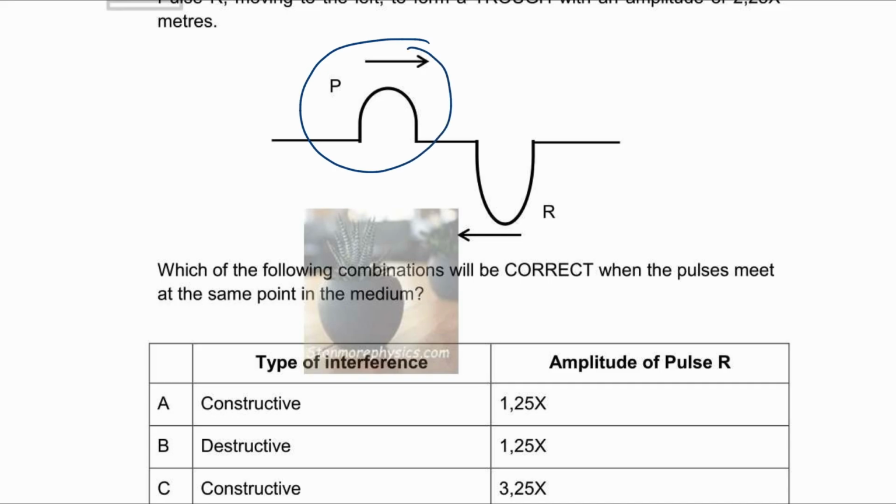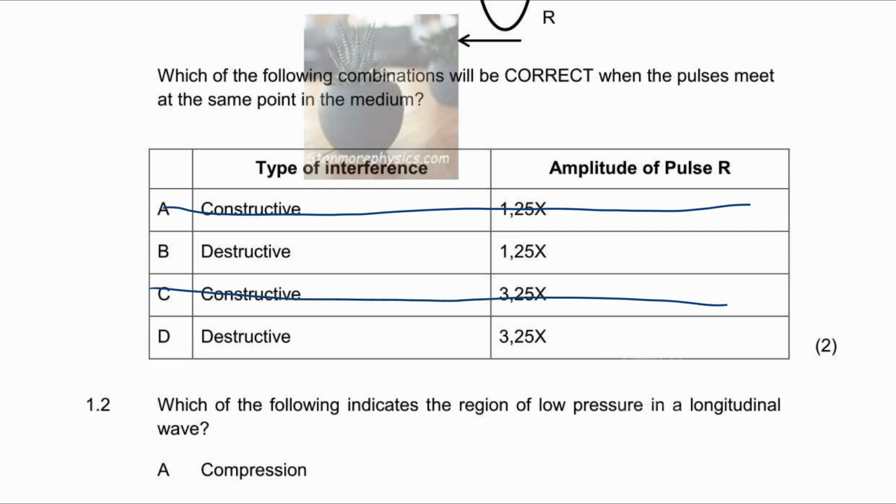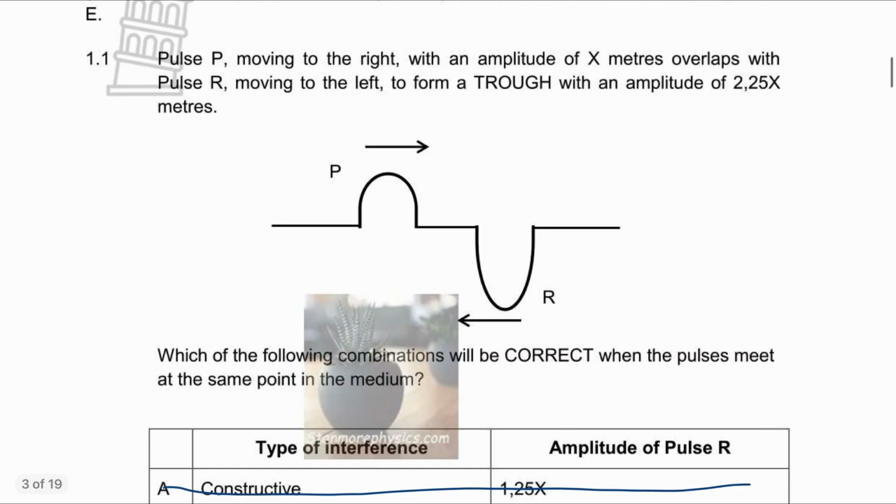Because P is above the medium and R is below the medium, the type of interference that we're going to get is destructive interference. So A can be eliminated and C can also be eliminated. Now I'm going to set an equation to work out the amplitude of pulse R. Since a trough forms, I'm going to use R as the larger value.